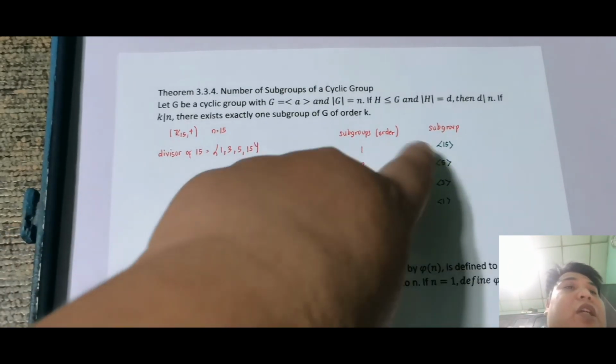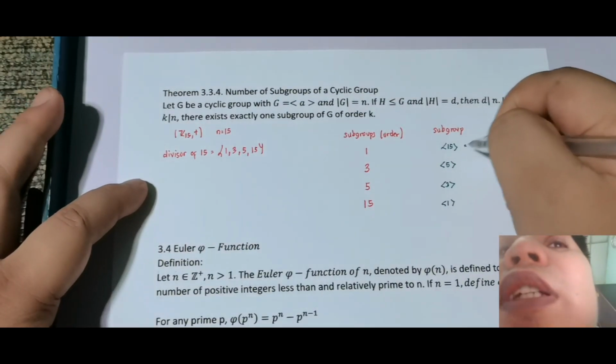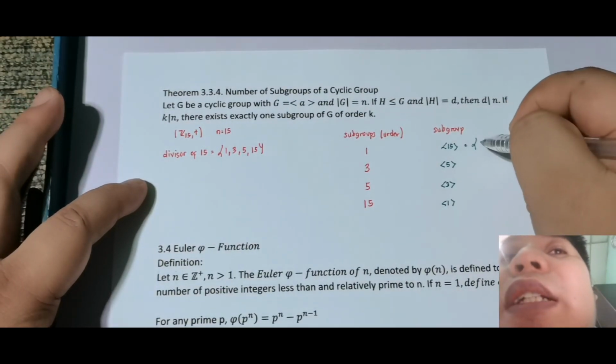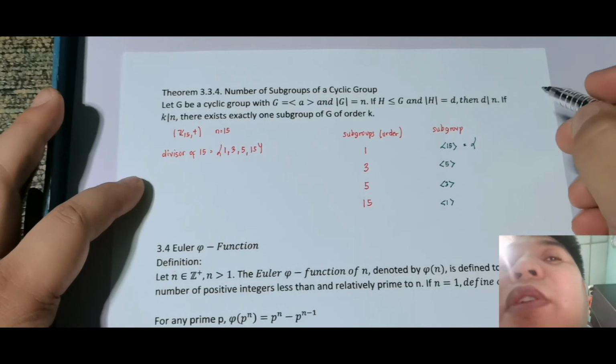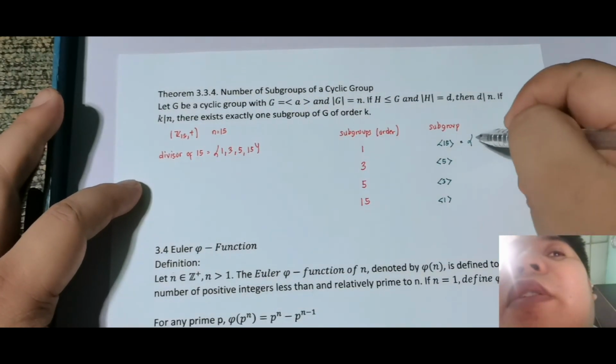So, tama naman. Ngayon, check natin kung 1 lang yung order nito. So this is just equal sa 15 raised sa 0. So order 1, no. So 15 raised sa 0.